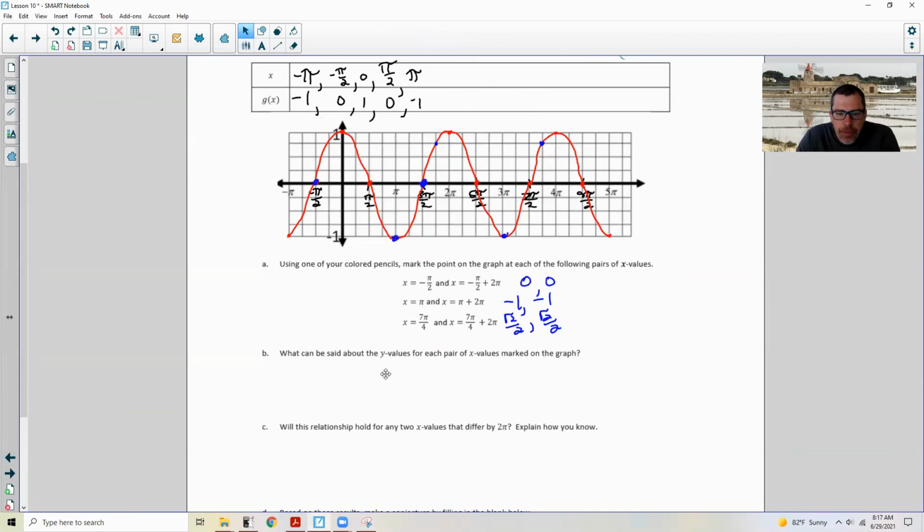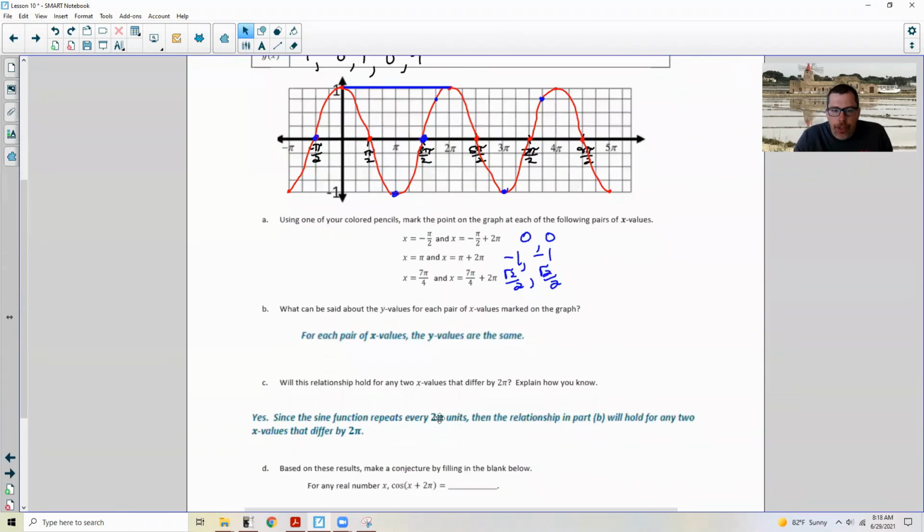Okay, part B says, what can be said about the y value for each pair of x values marked on the graph? And the answer to that is, for each pair of x values, the y values were the same. Part C, will the relationship hold for any two values that differ by 2 pi, and explain how you know? Okay, so here we go. Yes, since the sine function repeats every 2 pi units, not sine. Why are we at sine? It's cosine. Pause. Okay, sorry about that. The key was wrong. Good thing I read it.